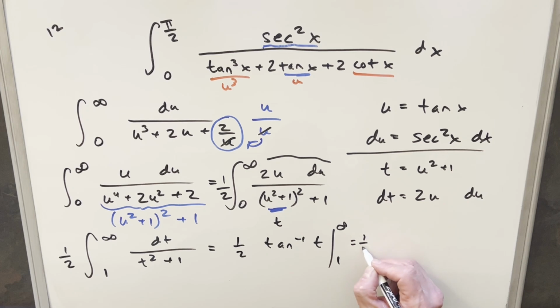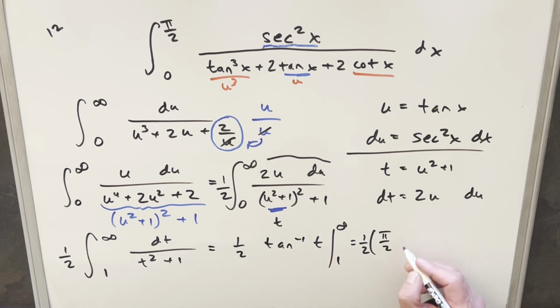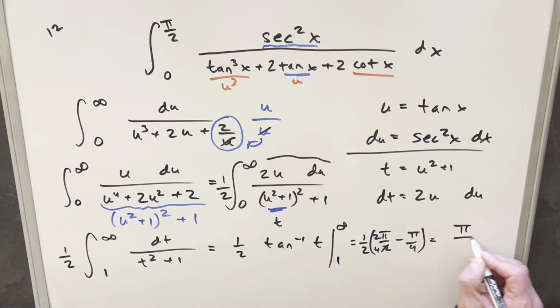We'll bring this 1/2 out front. Evaluating arctan at infinity, this is going to be pi over 2, and arctan of 1 is just pi over 4. Let's get a common denominator of 4. What we have here is 2 pi over 4 minus pi over 4, or just pi over 4, times 1/2. So for my final solution, we have just pi over 8.